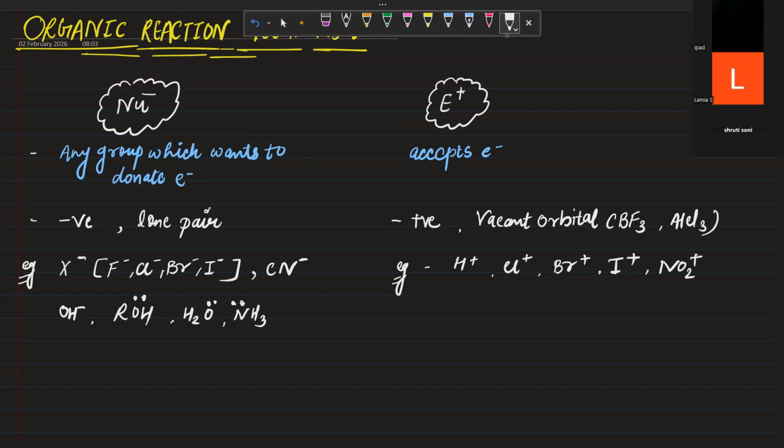Any doubt in nucleophile and electrophile? Wait, so usually Cl is negative, right? Cl, Br, I. Yes, but it can also be positive, depending upon the reaction. Hydrogen can be positive, hydrogen can be negative also. It just depends on the context. Okay, so this is electrophile and nucleophile.